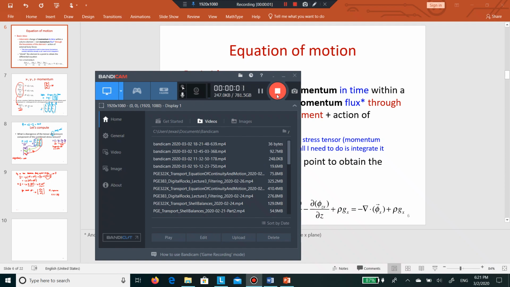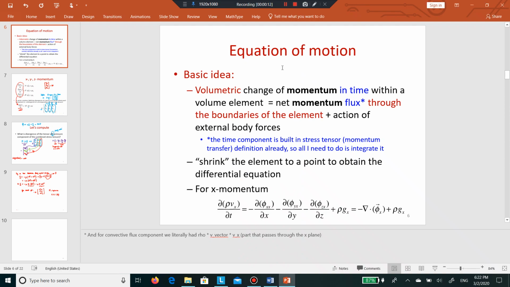We will now specialize the equation of motion for Newtonian fluids of constant density. This is also known as the Navier-Stokes equation. Now, let's just briefly remind ourselves of what the equation of motion is about.